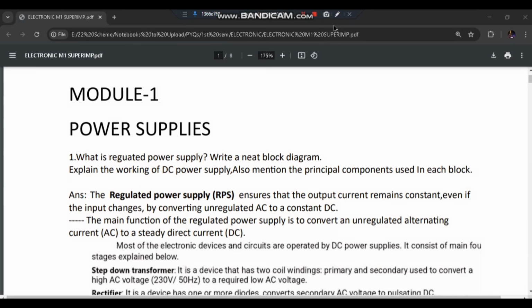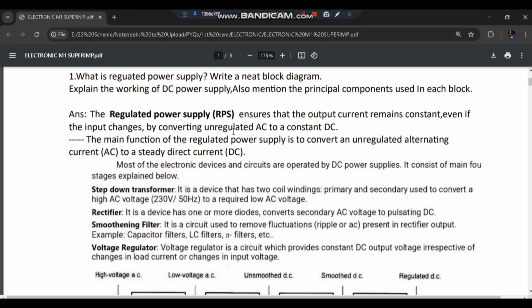What is a regulated power supply? A regulated power supply ensures that the output current remains constant even if the input changes. So what happens? The output is the same even if the input is changing. Input is increasing or decreasing, but the output is constant. This type of configuration is called a regulated power supply.